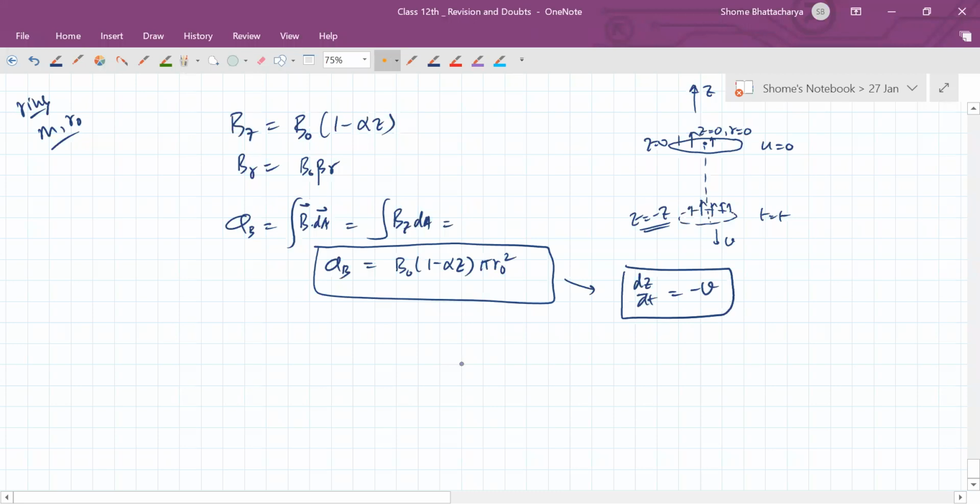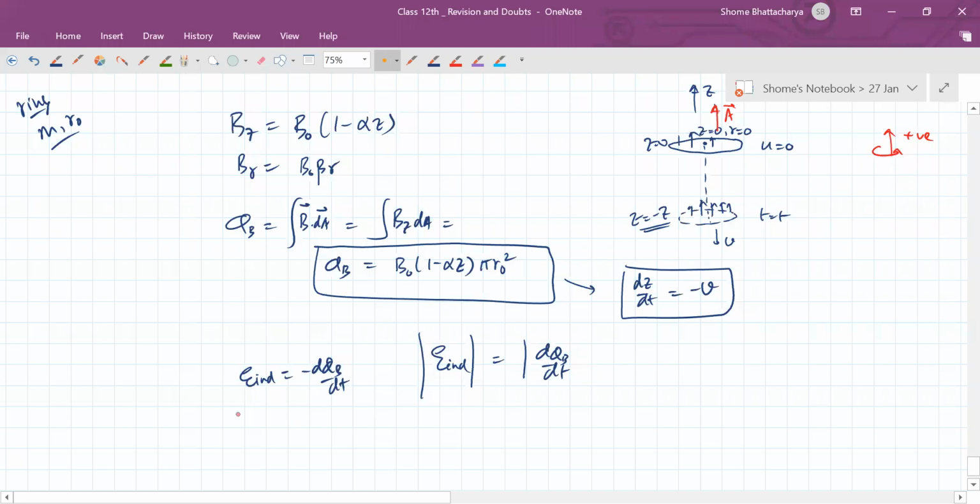So induced EMF, which will be of magnitude d phi by dt, but in general is minus d phi by dt. So what I've done is I've taken the area vector upwards because the magnetic field vector is also upwards, the Z component. So my upward direction is positive. So if I get something as positive, it should be anti-clockwise as seen from above. If I get something as negative, it should be clockwise as seen from above.